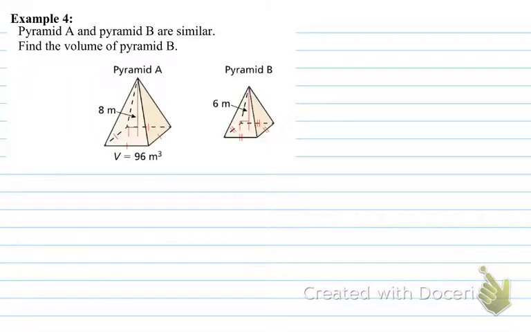Okay, next one. This one tells us Pyramid A and Pyramid B are similar. Find the volume of Pyramid B. They tell me the volume of Pyramid A. They give me that right there. So we're trying to find the volume of Pyramid B. But I know that the scale factor, I can find the linear scale factor.